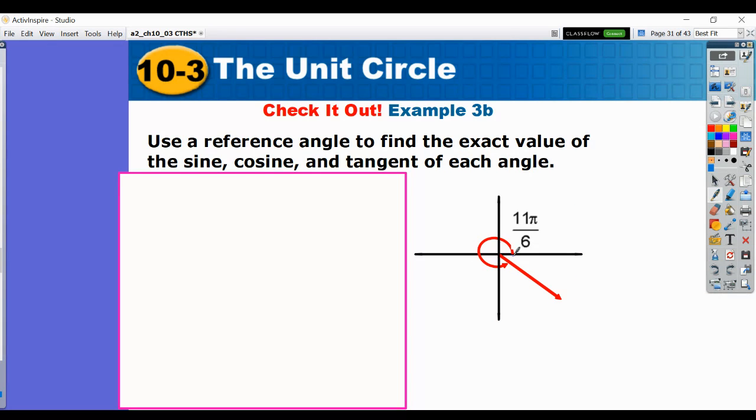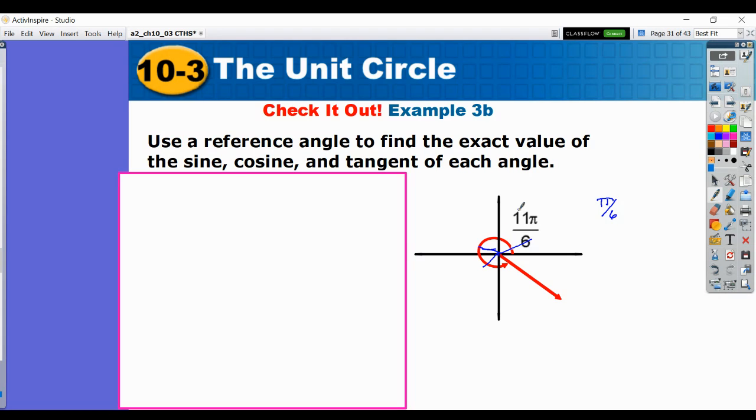How about 11 pi over 6? This one's in radians. So we have to think about radians. Well, if it's 11 pi over 6, then it's the same as pi over 6. Because if it's got an over 6, then it's one of these four, like all the 30-degree reference angles have a 6 on the bottom.